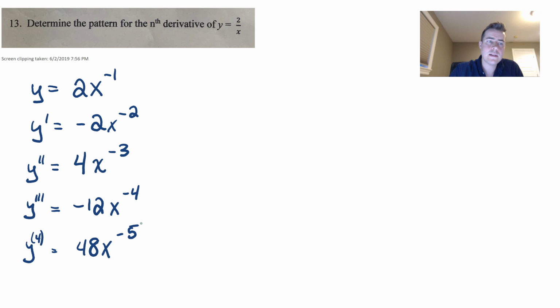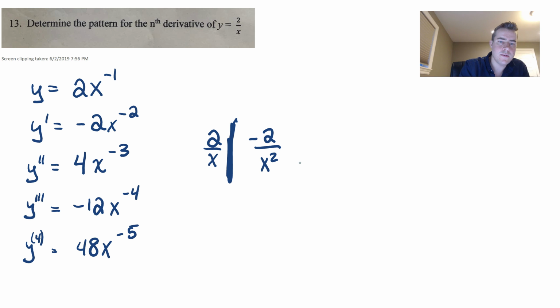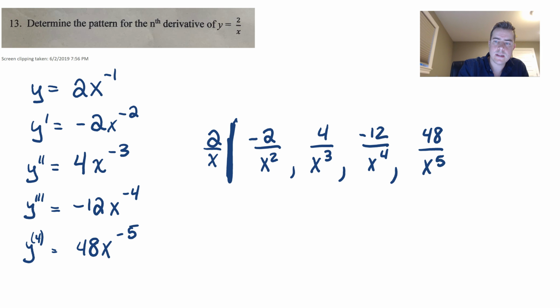All right, so let's start writing this down and see if we could figure out a pattern here. So it started out as 2 over x, so this is just what y equals. So now we're going to look at our derivatives here. Okay, so the derivatives: negative 2 over x squared. Then we got 4 over x cubed. Then we got negative 12 over x to the 4th. And then we got 48 over x to the 5th. So what is the pattern?